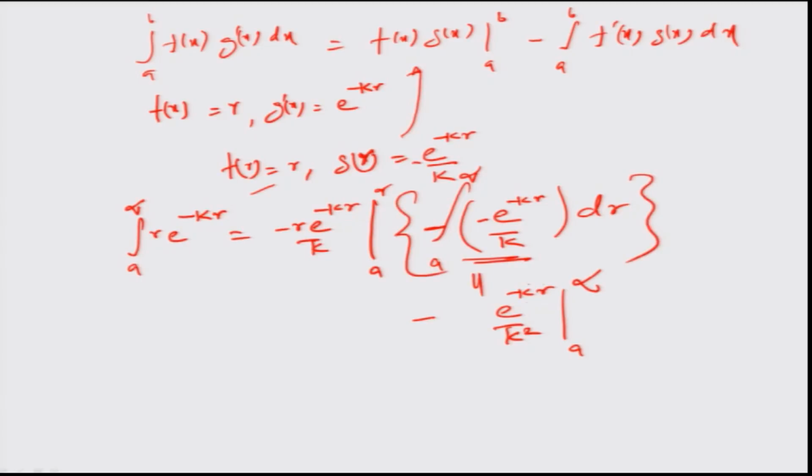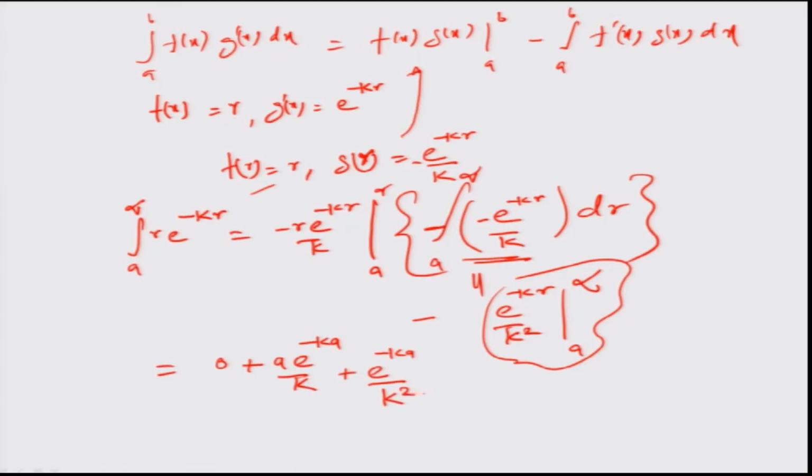So, this thing is solved here, and the first expression which comes out corresponding to r equal to infinity is 0 minus of minus, that is positive a e to the power of minus k a by k, and the second calculation of the limits here becomes equal to plus e to the power of minus k a by square of k.